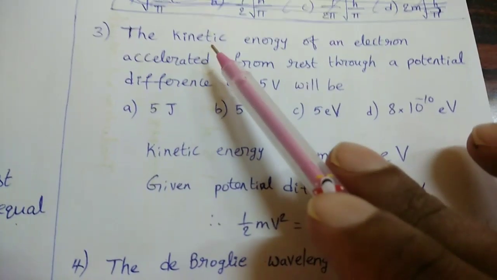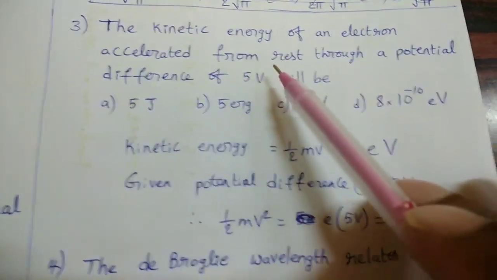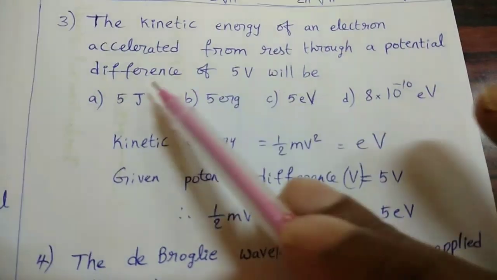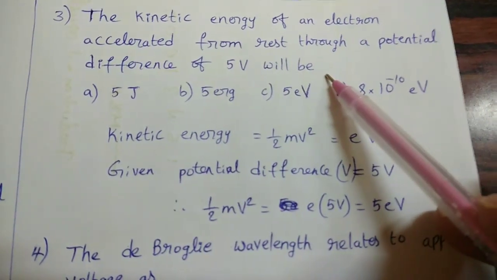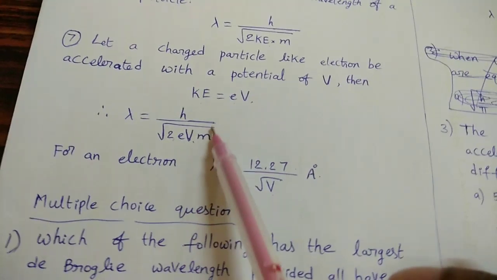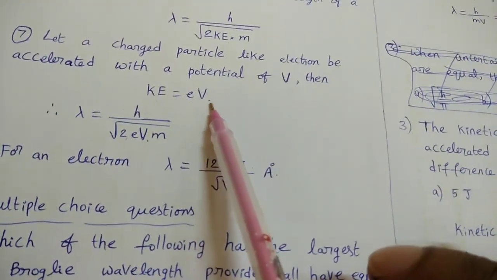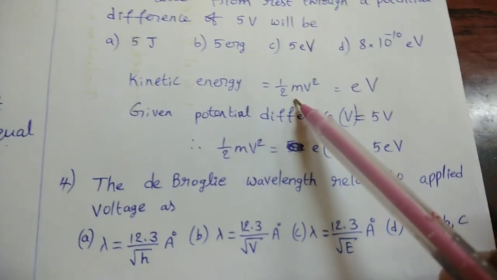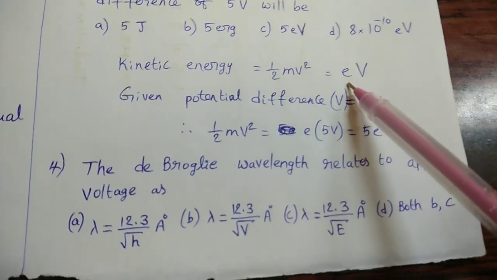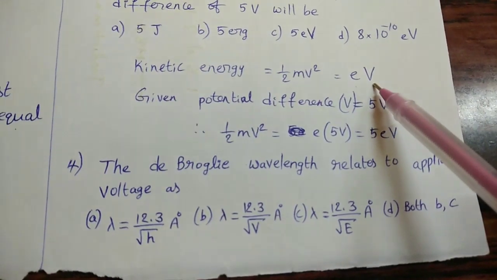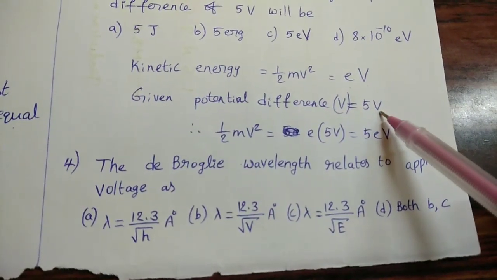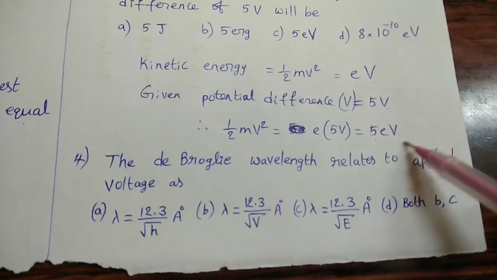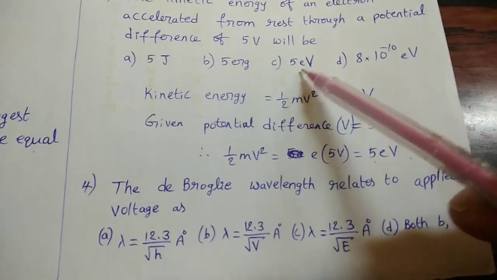Next, the kinetic energy of an electron accelerated from rest through a potential difference of 5 volts will be. Here we completed the kinetic energy and potential difference formula. Kinetic energy equals electron charge into potential difference. Apply the same formula: kinetic energy half mv square equals E into potential difference. Given potential difference 5 volts, substitute here 5 electron volts. What is the option? C.